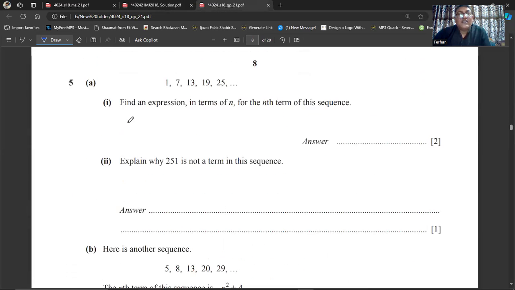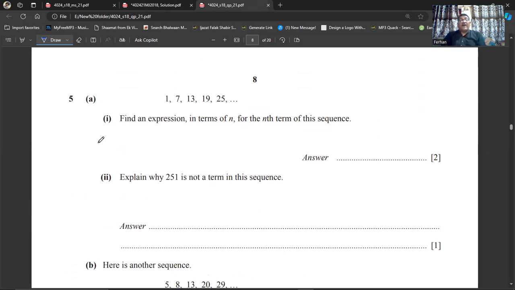Hopefully you understand. Now, on your screen, question number 5 is showing up. Question number 5, part A. We have here a sequence, which is 1, 7, 13, 19, and 25. You can see here that 6 is added, again 6 is added, again 6 is added, again 6 is added. Find an expression in terms of n for the nth term of this sequence. This is the first part, question number 5A.